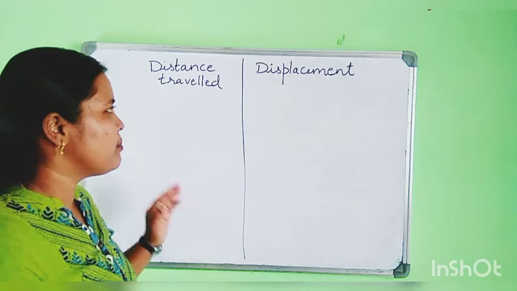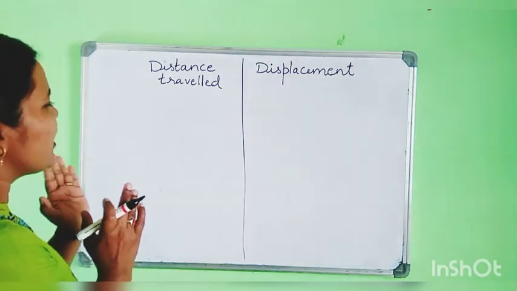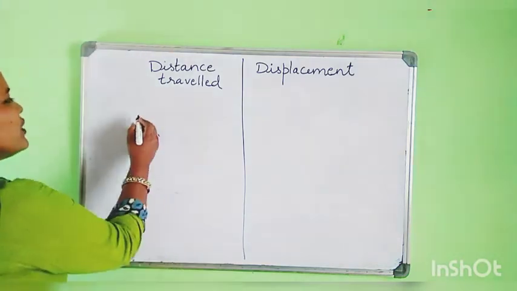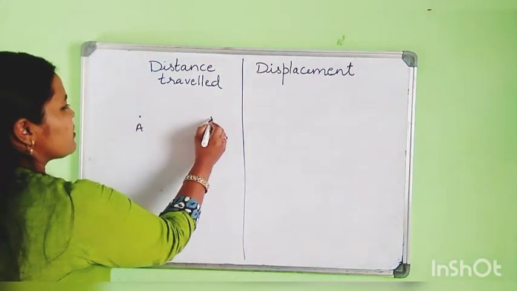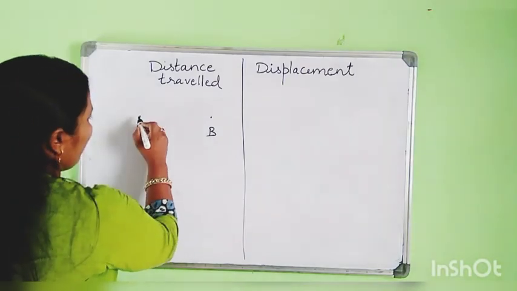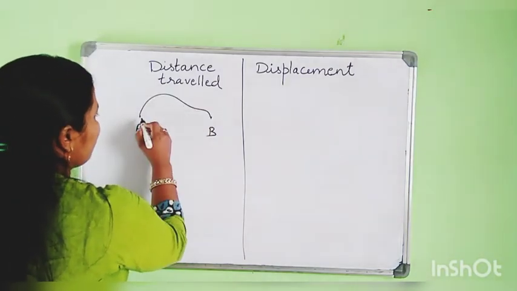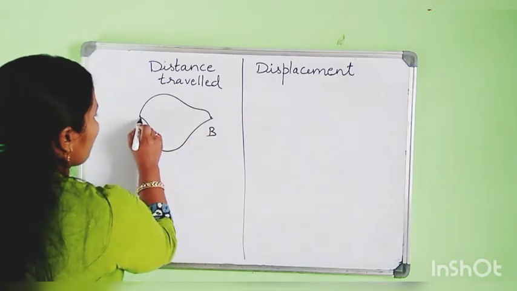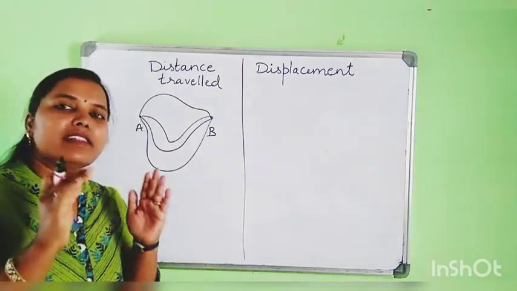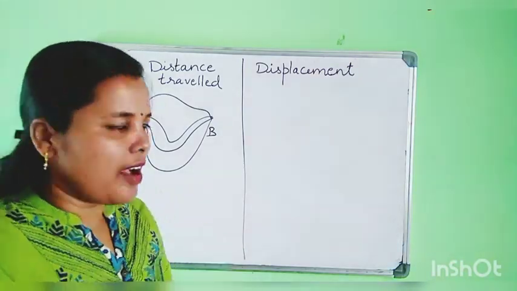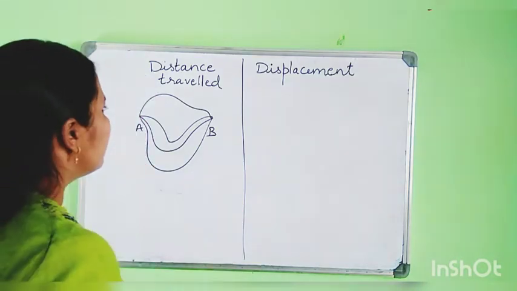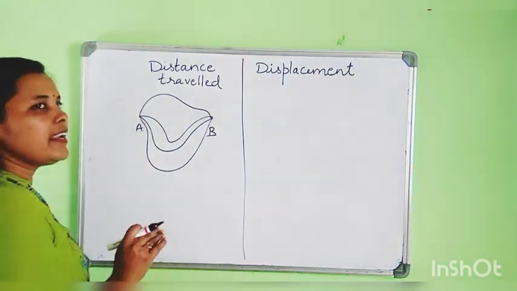We'll take one example to find the difference between distance traveled and displacement. Let us consider two bodies A and B. If A moves from A to B in different directions, what is distance traveled? It is the actual path traveled between two positions. Understood? Here we are not mentioning any direction.